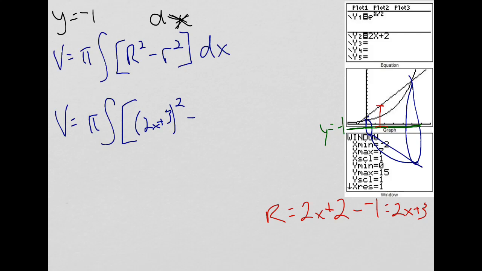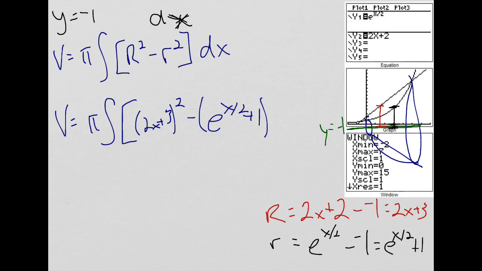Now I'm going to do the little r. The little r is from here down to that green line. So the little r is going to be, what's that function? e to the x over 2 minus a -1, which just gives me e to the x over 2 plus 1. So I get minus e to the x over 2 plus 1 squared, close bracket, dx.